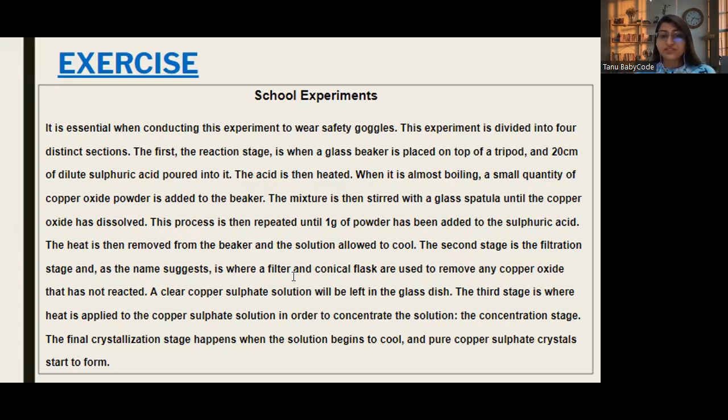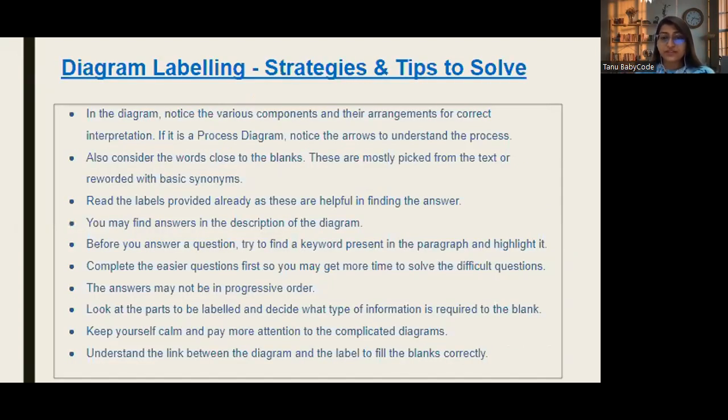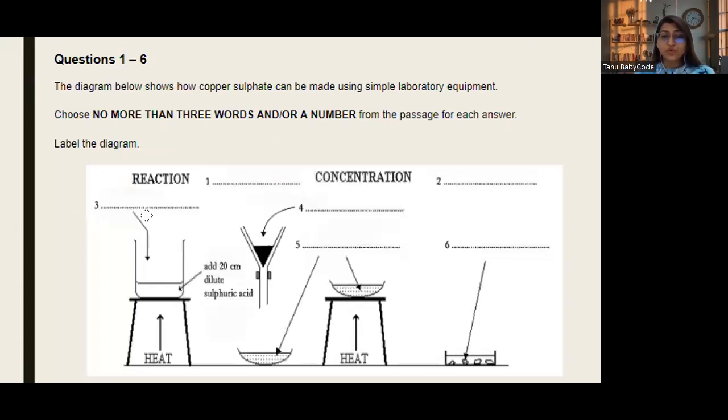The filtration stage is where a filter and a conical glass are used to remove any copper oxide that has not reacted. A clear copper sulfate solution will be left in the glass dish. Now you can see here, the fourth one is that they are actually removing the copper oxide and they are left with copper sulfate solution in the dish. That means fourth and fifth is copper sulfate solution.